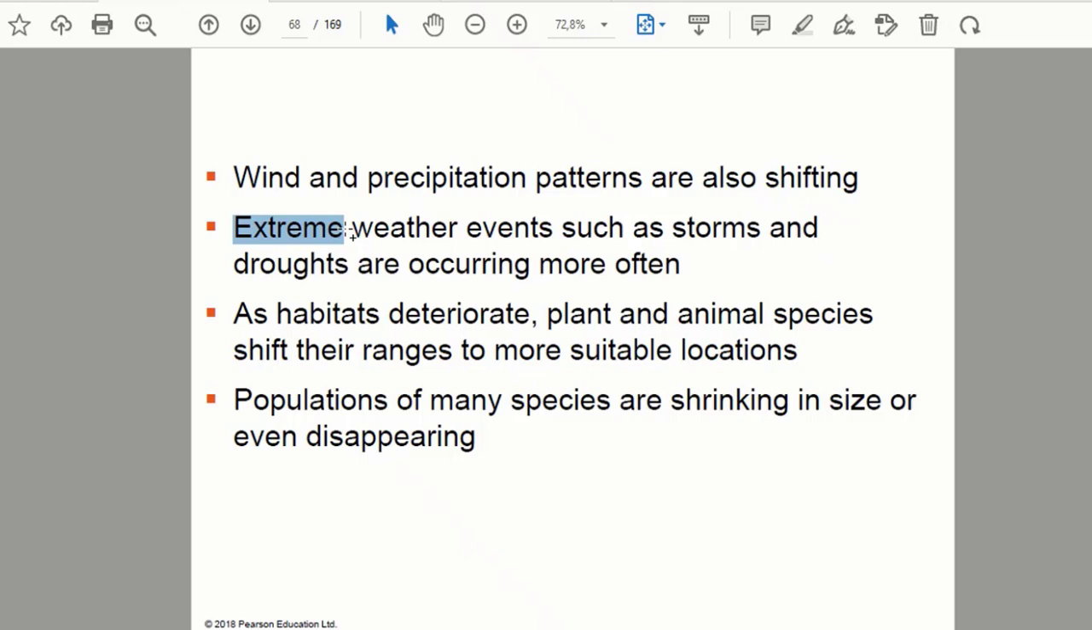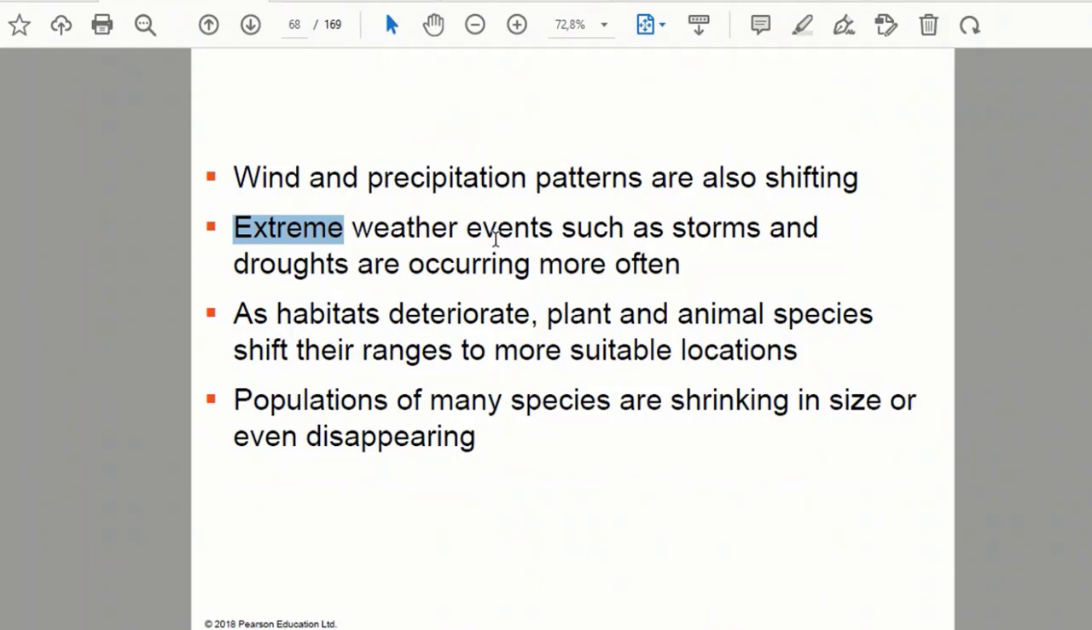Okay, let me not make this example, but there's an example which is going to come in the form of a question, I saw it in your exercises. It will make more sense then. So as habitats deteriorate, plants and animal species shift their ranges to more suitable locations. For instance, let's say there's a flood which wipes out the whole environment. The habitat is no longer inhabitable to the plants or animals, so they have to shift to a more suitable location. Just like us human beings, like people in countries where there are wars, they move to more suitable locations to look for greener pastures.